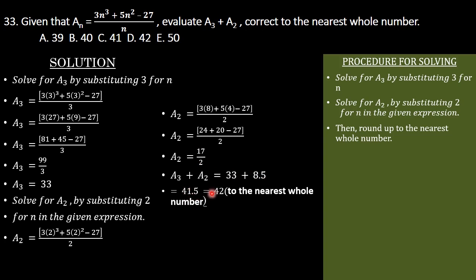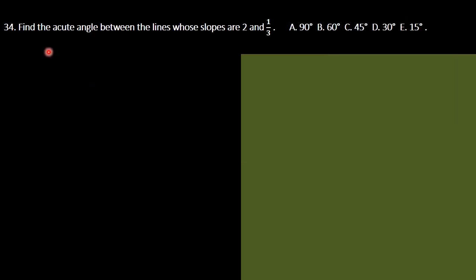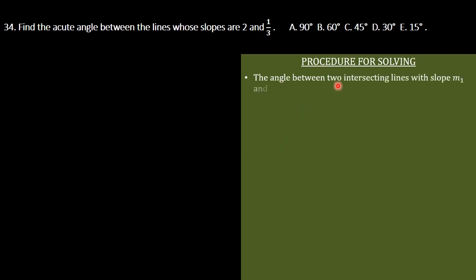Question 34. Find the acute angle between lines whose slopes are 2 and 1 over 3. Here is the procedure for solving this. The angle between two intersecting lines with slope m1 and m2 is given by theta is equals to arctan into bracket m2 minus m1 over 1 plus m2 multiplied by m1. We represent m2 to be 1 over 3 and m1 to be 2. Then substitute. Let's check the solution.